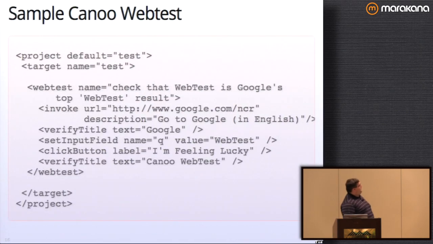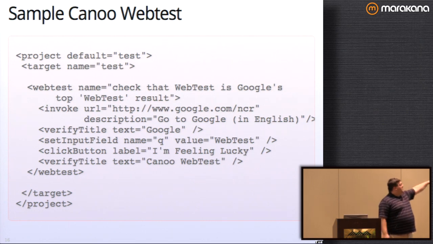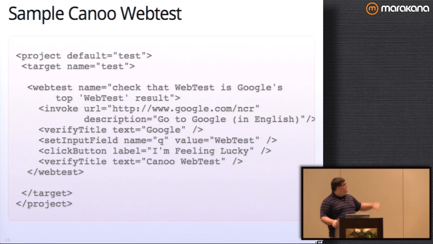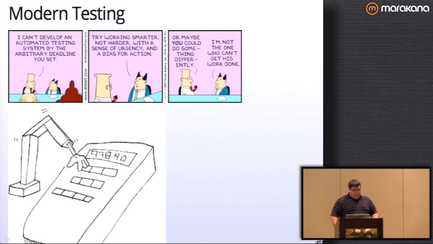And this is what it looked like. It's kind of XML. I'm doing a Google search here, and I want to invoke this URL, and verify it has this title on the page, and then find the q, which is the search box. From the search box, I can type in a value, click the button that says I'm Feeling Lucky, and verify that the resulting page has the title Canoo WebTest. So this is an example of a Canoo WebTest. I actually did quite a bit with it many, many years ago, doing some JBoss portal stuff and things like that. Really enjoyed it.